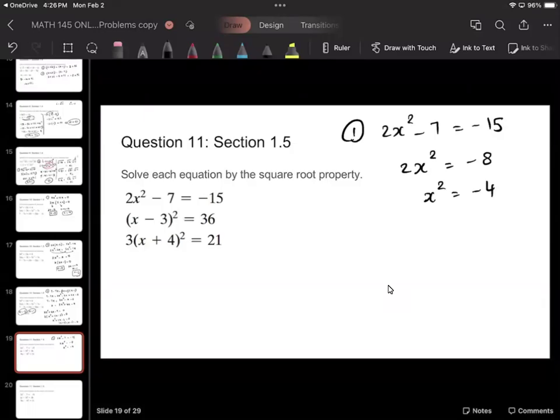Now can x squared be ever negative? No, because when you square a number, it always becomes positive. And even when you square 0, it's still 0, right? It can never be negative. So there is no solution to this problem. Okay.